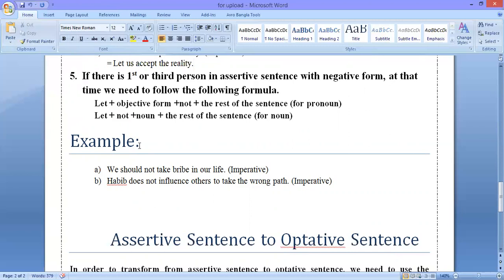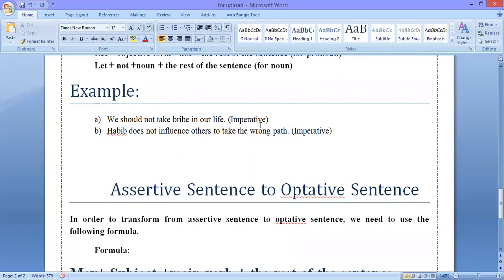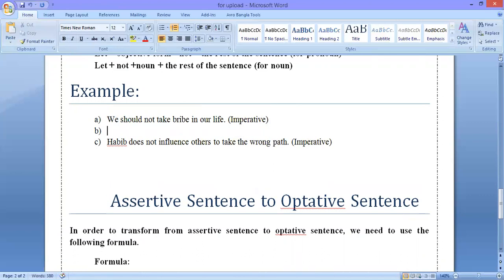So if we look at the example, it will be clear to us. The first example is, we should not take bribe in our life. Here we can see there is a pronoun we, and it is in the negative form, and it is an assertive sentence. So if you want to make this an imperative sentence, we shall have to use let us not take bribe in our life.